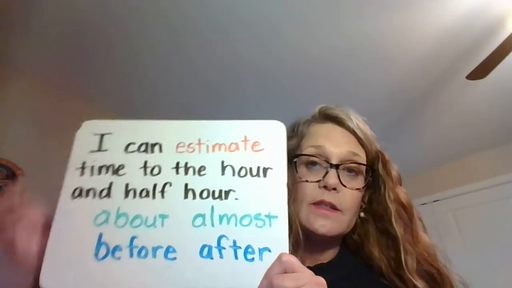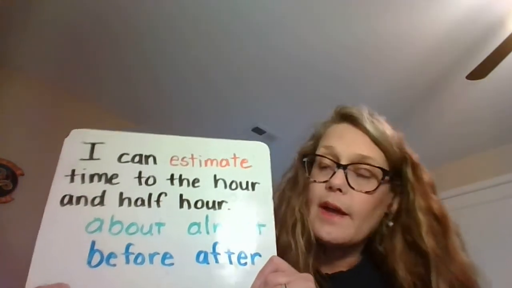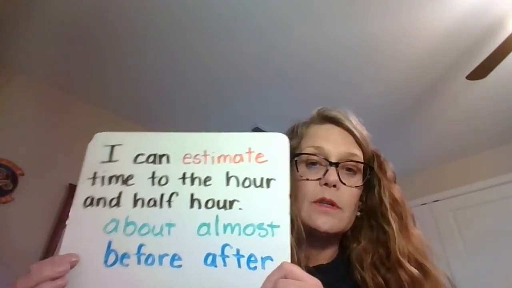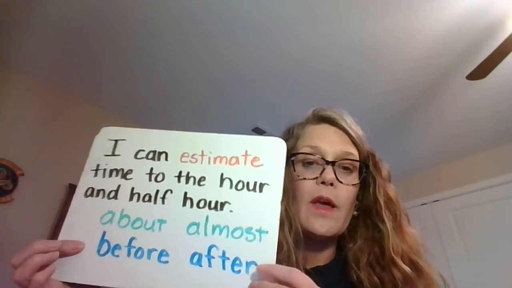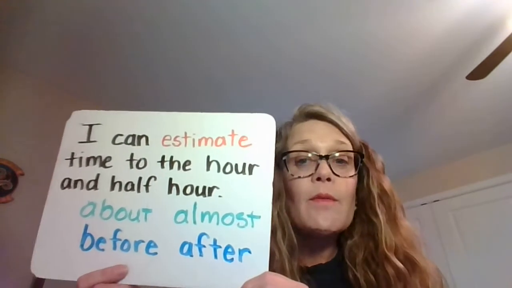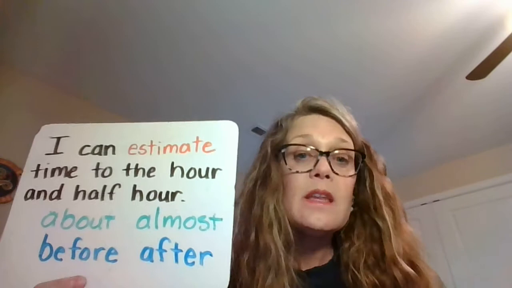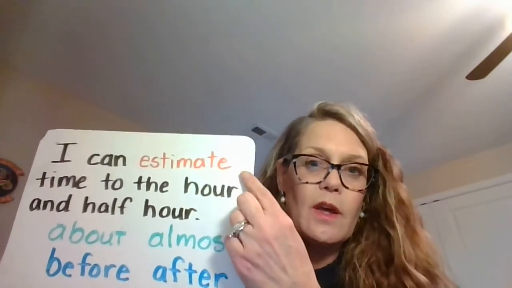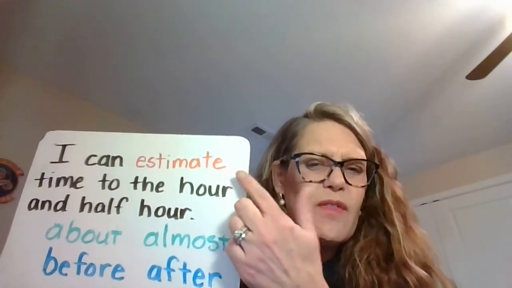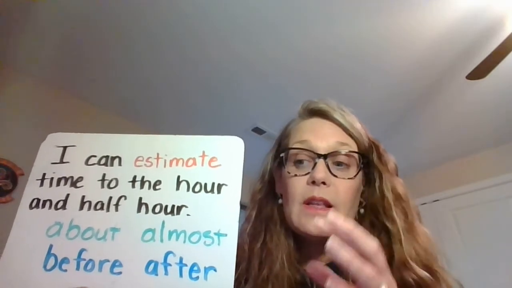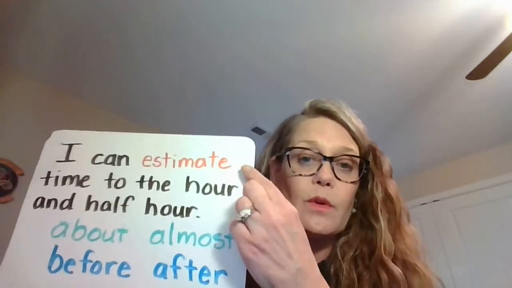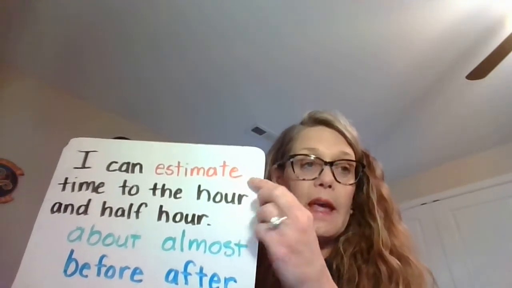Our objective is, I can estimate time to the hour and half hour using words like about, almost, before, and after. Now you might remember that estimate can mean guess, but we're not really using that definition of it. Our definition of it today is more like close to. We are going to be telling time close. What time is it close to? So that's what we're going to use for estimate today.